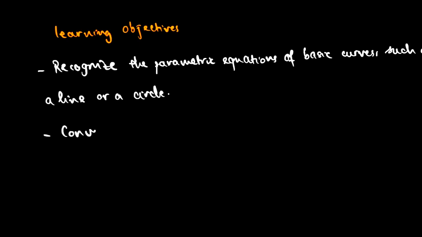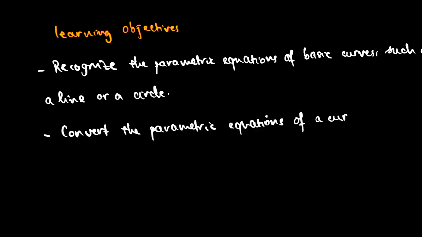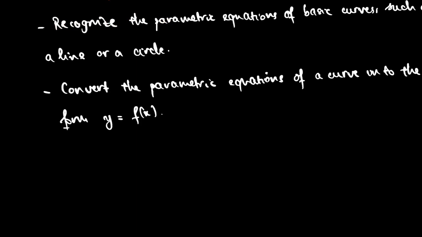You will learn how to convert the parametric equations of a curve into the form that we know, which is y equal to f of x. This form is in the xy plane, or the Cartesian plane, or the rectangular coordinate plane that we learn in single variable calculus. Right? And the process of converting the parametric equations to the form y equal to f of x is called eliminating the parameter.